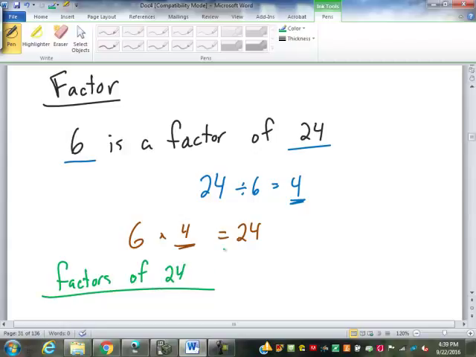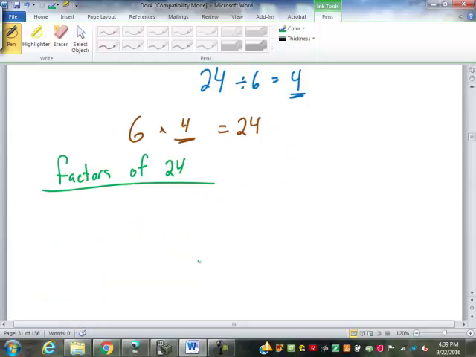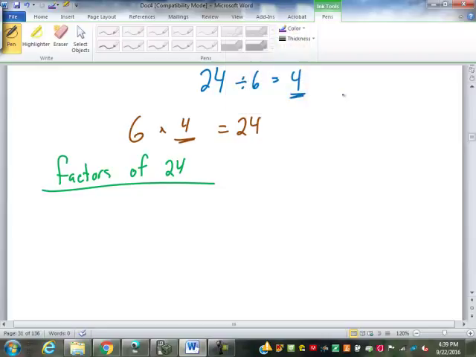Now, of course, we can divide 24 by 1, but does that do anything to the 24? No, it doesn't. So when we talk about factors, we choose to ignore 1 and the number itself. 24, of course, can be divided by 24 too. But that, again, all that does is give us 1, so it doesn't give us anything productive. So we ignore 1 and itself.